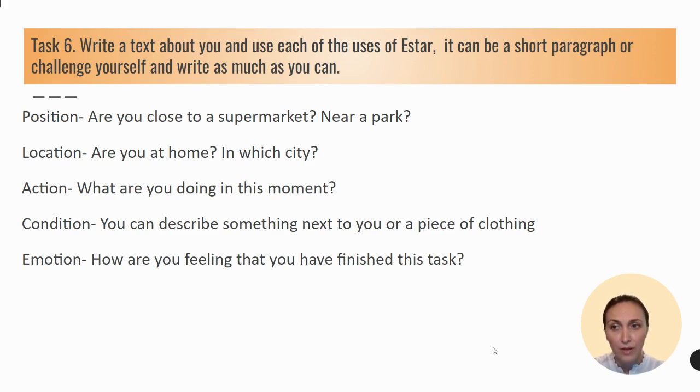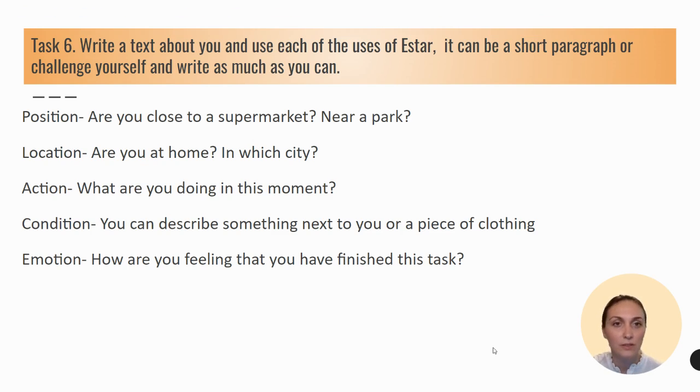Position. Where are you now? Are you close to a supermarket? Are you near a park? Are you next to your, I don't know, brother, sister, whatever? Location. Are you at home? Are you, I don't know, at school? In which city? Action. What are you doing in this moment?